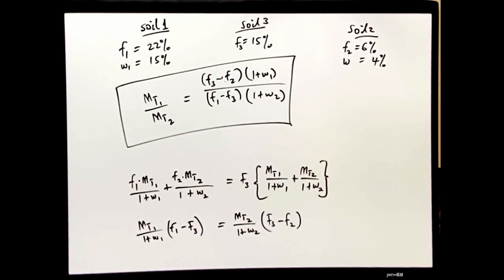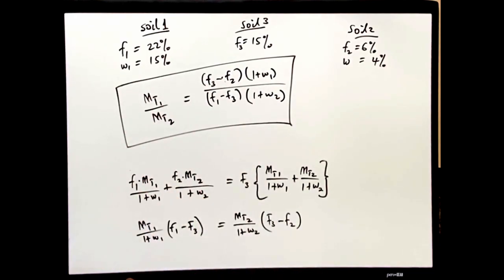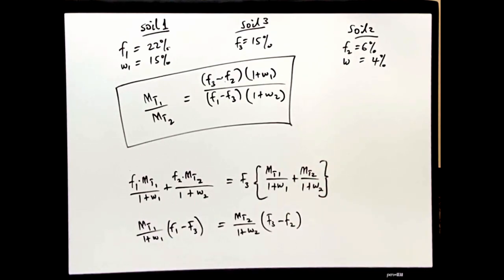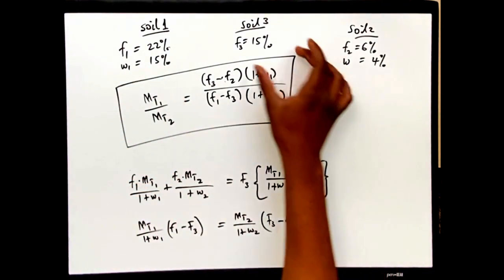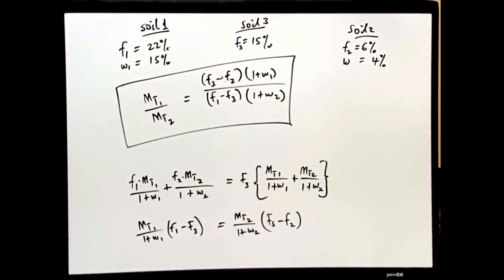And so all of these are known to you. If you have this soil and that soil, you're trying to figure out how much of this you need to mix with how much of that in order to obtain 15% fines. This is how your relationship looks. And that's your 15%, or all of these are known.